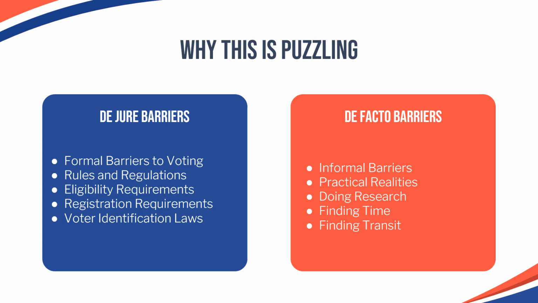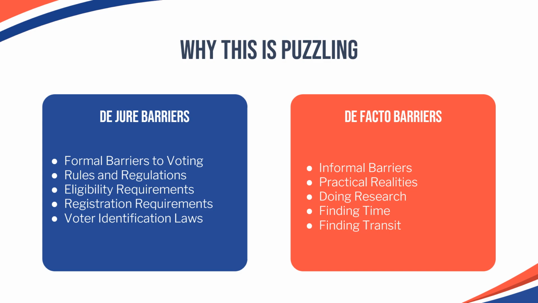A de jure barrier to voting is a formal government policy. It is a rule or regulation that makes it either impossible, illegal, or difficult for you to cast a ballot on election day. Whereas a de facto barrier doesn't necessarily directly result from any formal policy or proposal, but rather from the practical realities of day-to-day life. So let's look at each of these and see why they don't actually explain why voter turnout is on the decline. Let's start with de jure barriers.